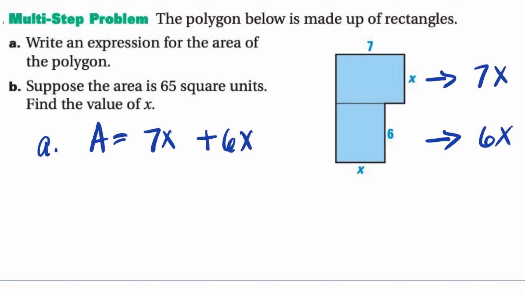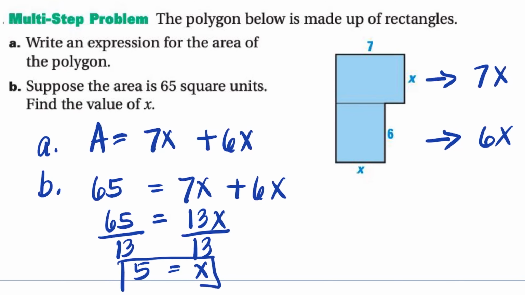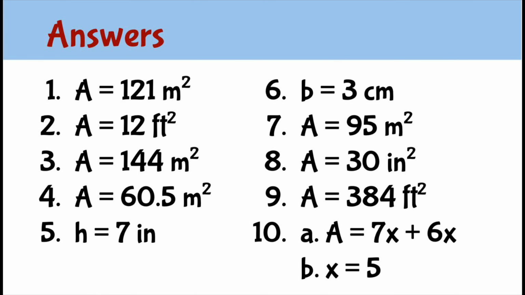For letter B, suppose the area is 65 square units, find the value of x. So here the area is 65, so we can replace A with 65, and we have 7x plus 6x. Solving the equation, we can combine like terms. 7x plus 6x is 13x, and the left side is 65. Doing the inverse operation, we can divide both sides by 13. So the x value here is 5 units. Here are the answers.